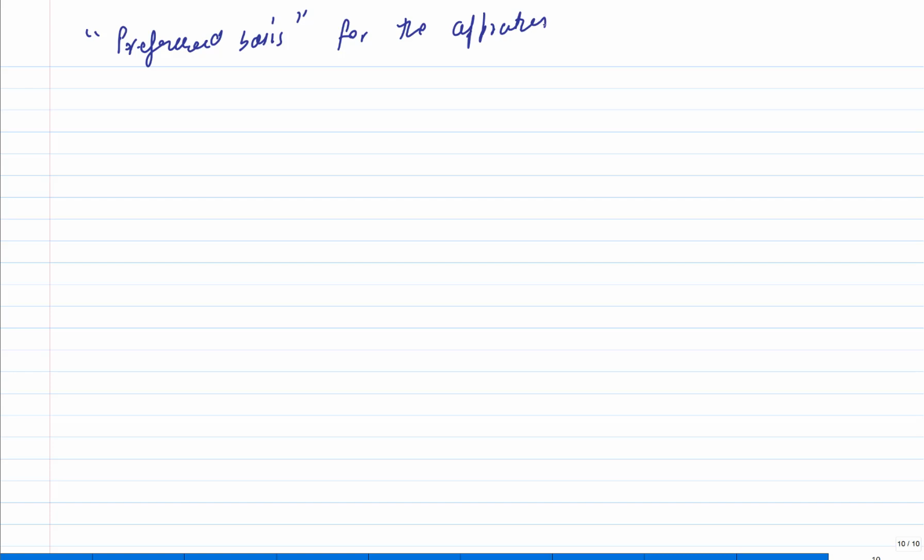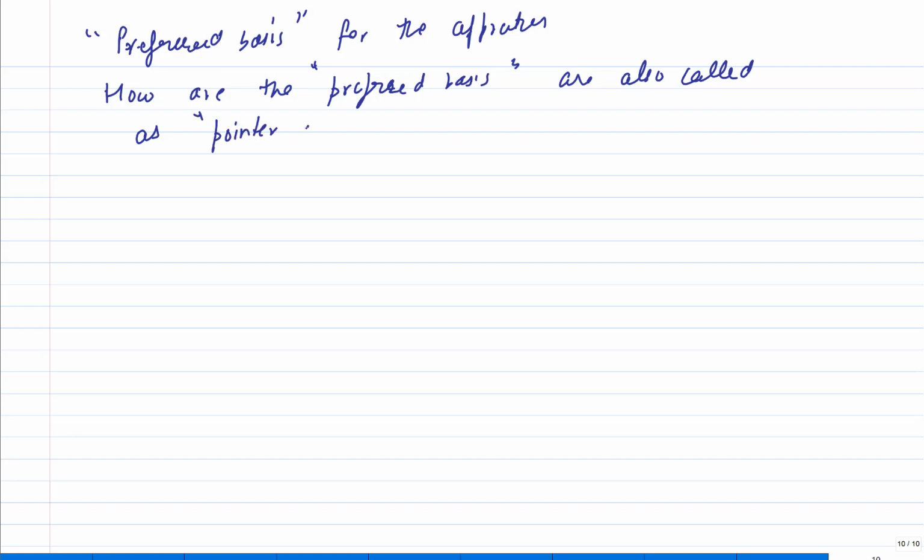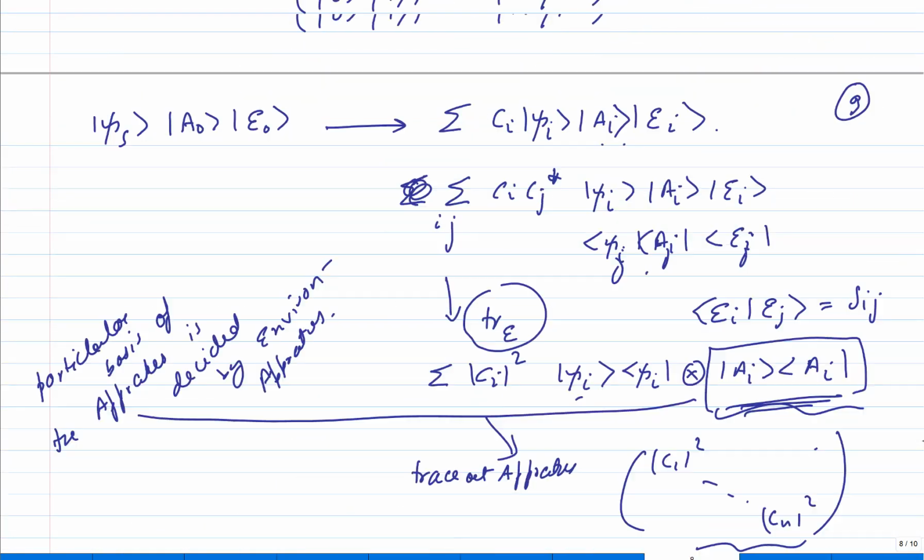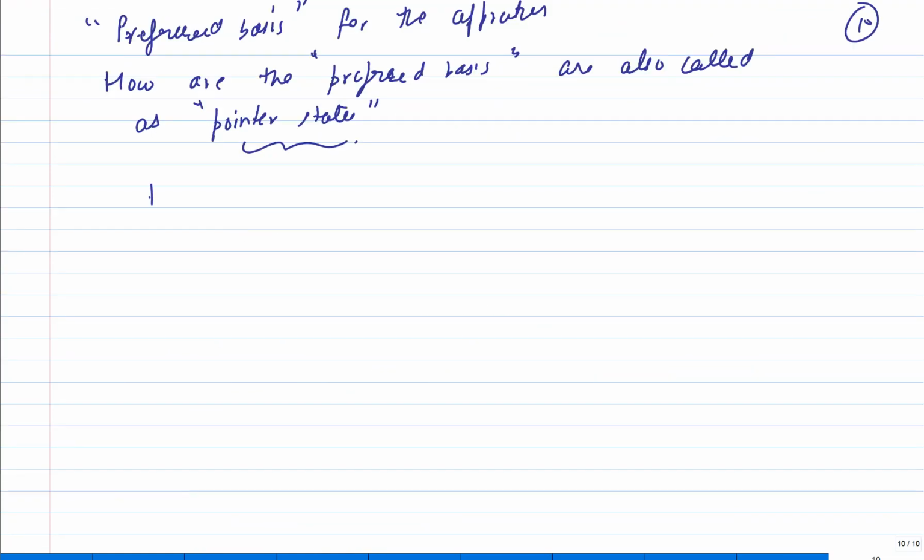Decoherence also tells us what essentially decides these preferred bases. By the way, these preferred bases are also called pointer states. So these are the states which are the pointers of a meter, for example. It is the interaction Hamiltonian between the apparatus and the environment that decides the preferred basis.